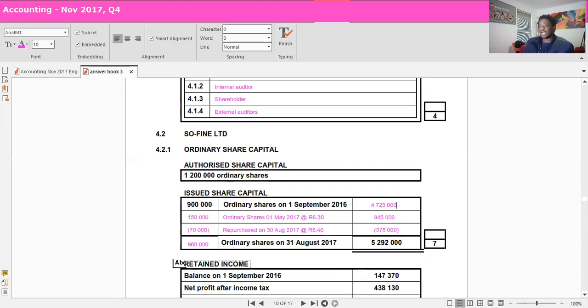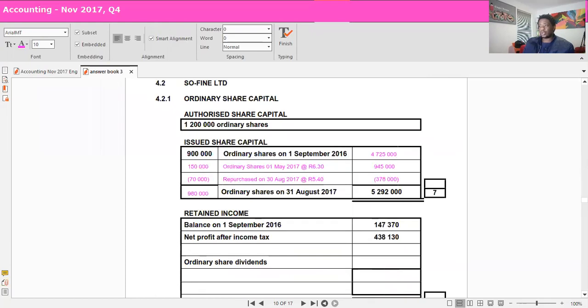Cool. So we're done with the note for ordinary share capital, and then moving on to the note for retained earnings. So the note for retained earnings, they've made things a little bit easier because we've already been given the opening balance on the 1st of September, and then we've been given the net profit after tax. The thing that starts with then is the repurchase of shares.